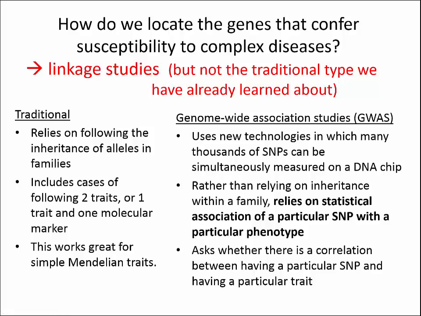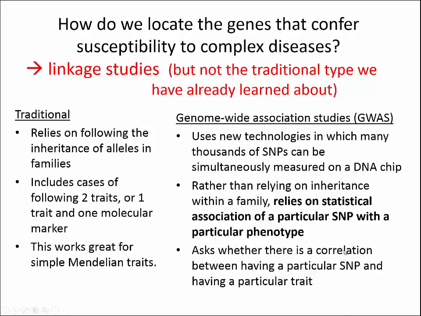So I'd like to tell you now about a different kind of study that is very useful for looking at the inheritance of quantitative loci for complex diseases. This study is called a Genome-wide Association Study, or a GWAS study. And what this does is it uses a DNA chip to look at thousands and thousands of SNPs in one individual. Now, we will talk later about the technology involved in a gene chip, but suffice it to say for now that we can look at thousands, even up to a couple of million SNPs all at one time.